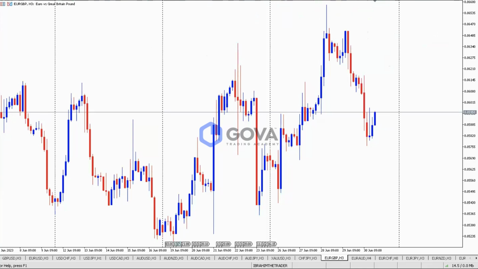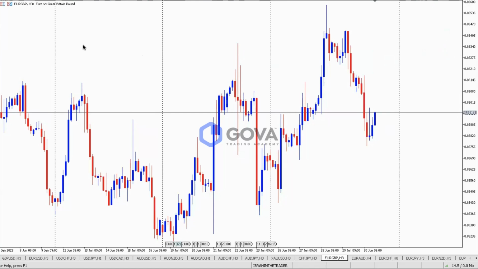But the H3 time frame, remember, the H3 time frame period separator is for 1 week. Don't forget, it's for 1 week. The D1 period separator is for 1 month. Don't forget, it's for 1 month. The weekly period separator is for 1 year. Okay, 1 year. All right.